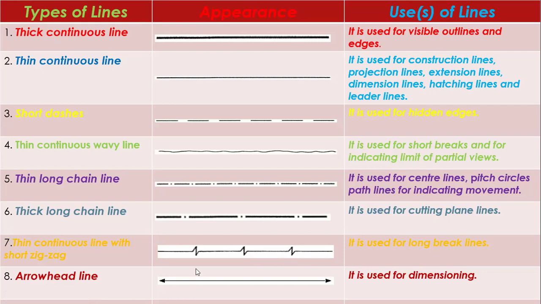Then the eighth one, which is the last one, is the arrowhead line. This is how the arrowhead line looks. Though it's a thin continuous line, we have arrowheads on both sides. Then we use it for dimensioning.